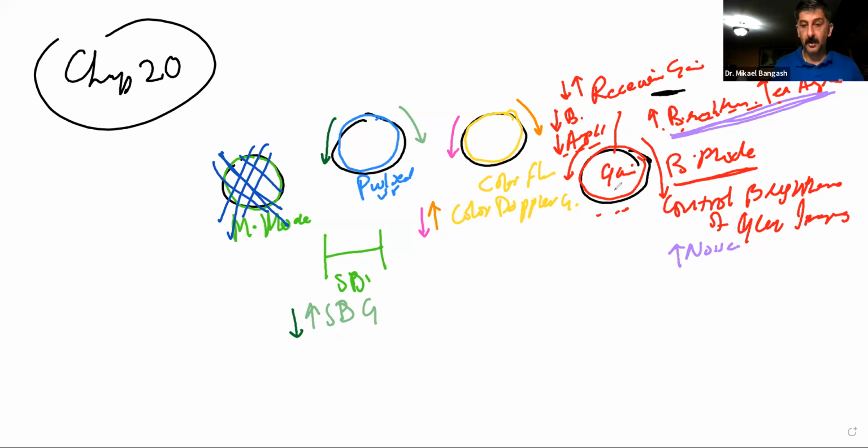If you have B mode on, that's the only mode that's going to be on pretty much as soon as you turn the system on. But if you want to record a color Doppler, you have to turn the color Doppler or color flow on. If you want to record a pulse wave Doppler, you have to turn on the pulse wave Doppler function. Okay, clear? Any questions?